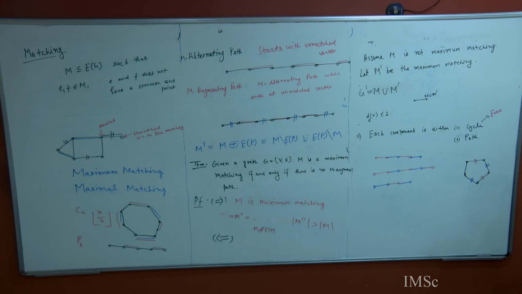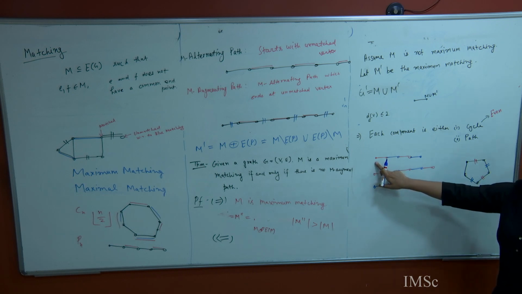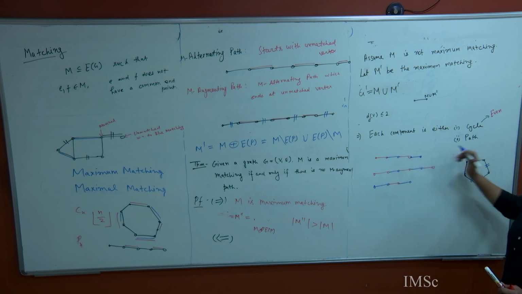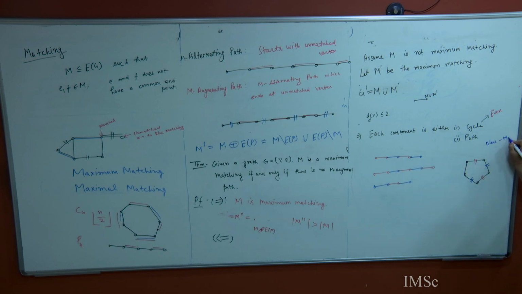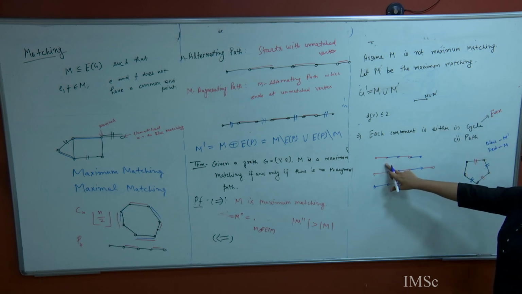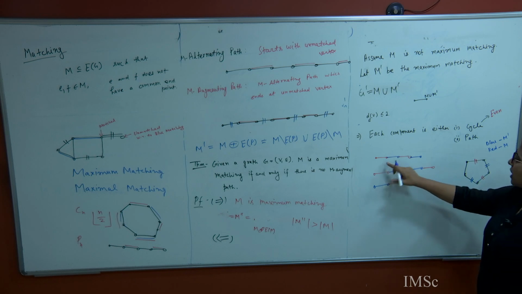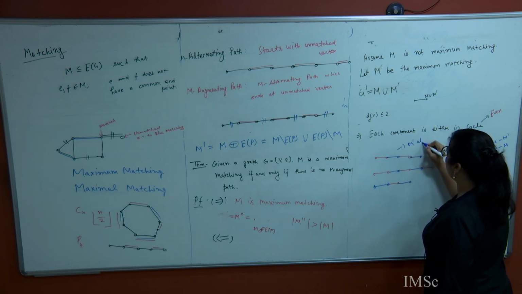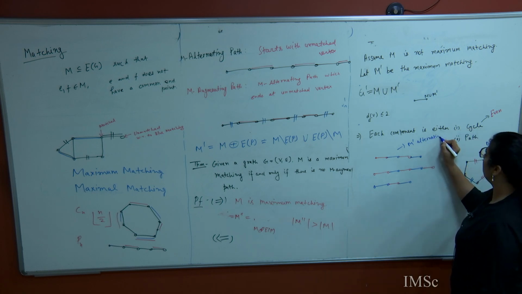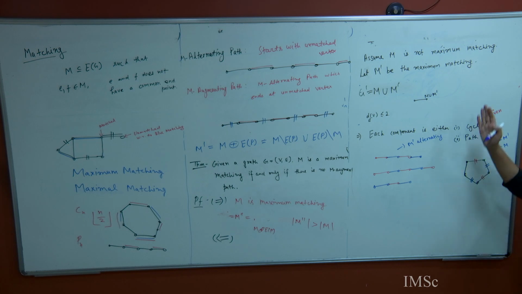What about paths now? A path can be like this. These are all alternating paths, right? But the first vertex should be unmatched for an alternating path. I am saying my blue matching is my maximum matching M prime, and my red is the matching which I started with. So this is an M prime alternating path. Red with blue is the maximum. Okay, so blue is the maximum.